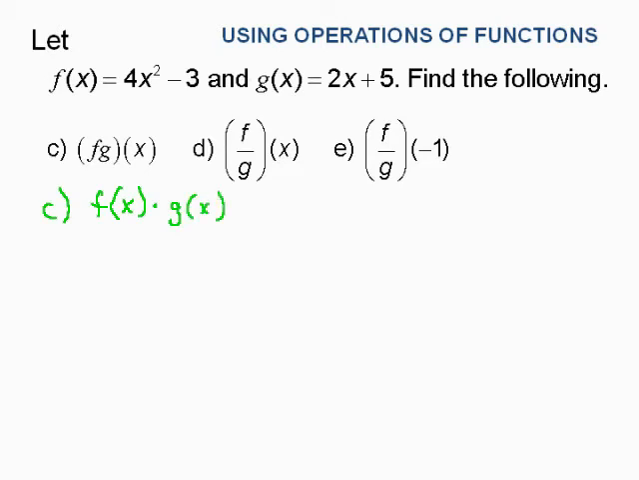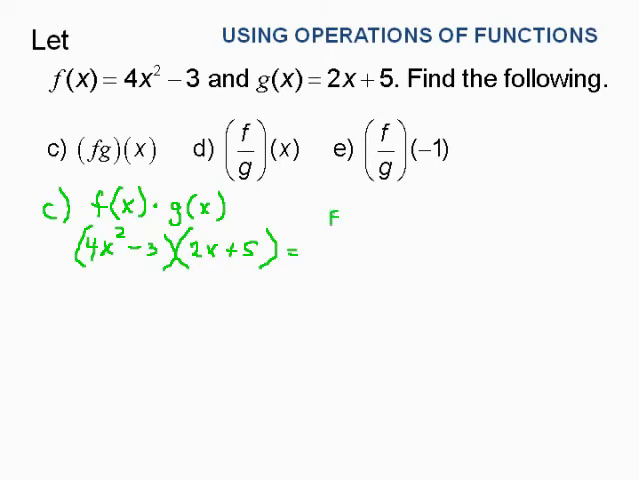Now, it doesn't matter which way you multiply two polynomials here, but I just made a few different functions up top there. For f of x, I called it 4x squared minus 3. And g of x is now 2x plus 5. So they'll change the functions around on you. Now, how do you multiply these creatures?